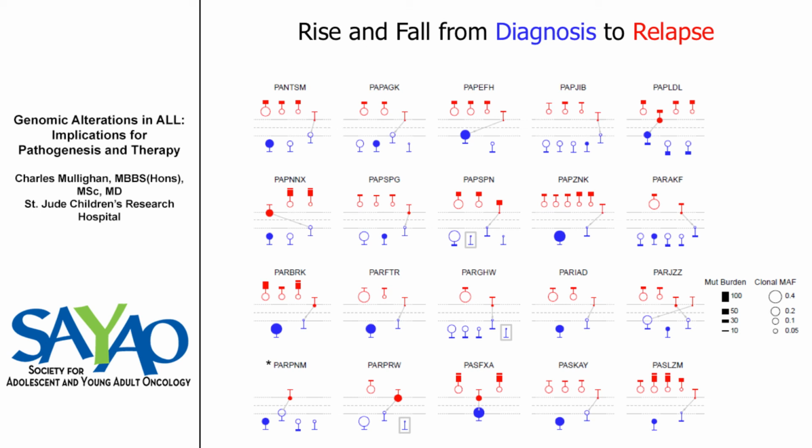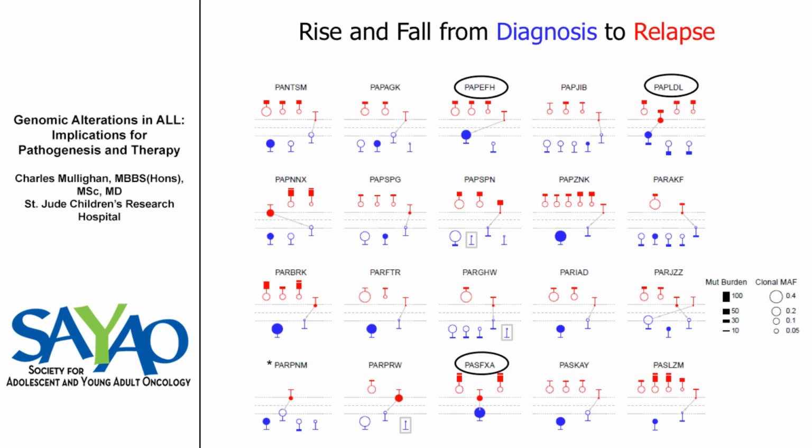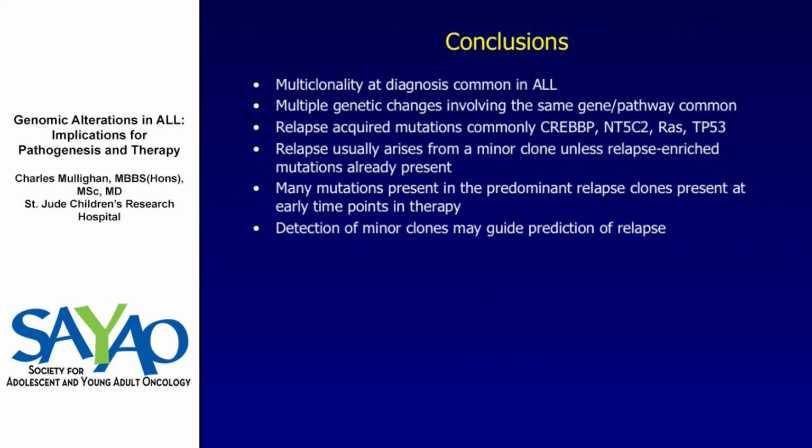And the final piece of data I'll show, and the final point, is that in virtually every case, relapse is arising from a minor clone at the time of diagnosis. And these cells acquire one or more of these mutations that facilitate resistance to therapy and then emerge at relapse. Occasionally, we do see relapse arising from a major clone at diagnosis, but then this has an explanation as well. These cells often have the mutations that we know are enriched in other relapse cases and facilitate resistance, such as P53 or an epigenetic regulator. And so there I'll stop.